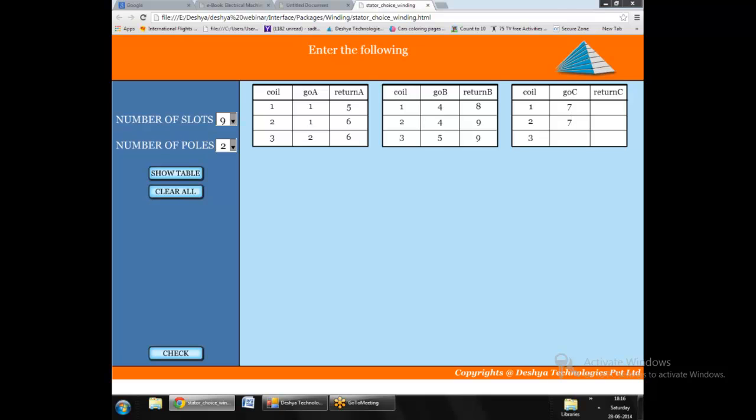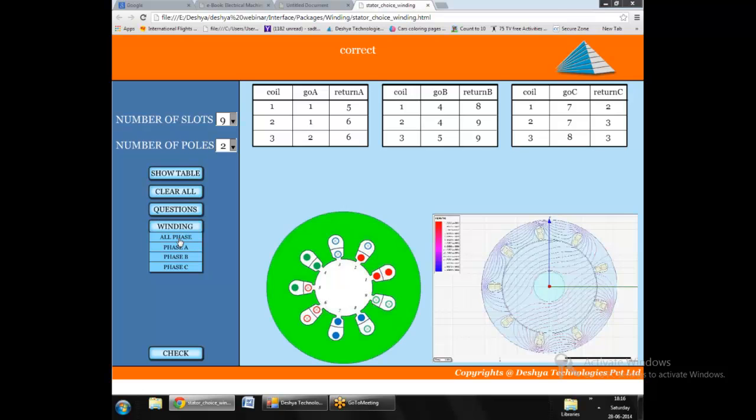It really is quite instructive and helps the reader to understand whether the winding is correct or not. And then we click on the winding and we see all the phases. So here, corresponding to the winding scheme that was entered here, we can see the winding layout here. The dots and the crosses indicate in and out.